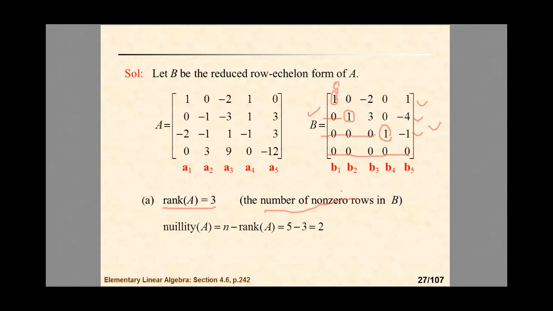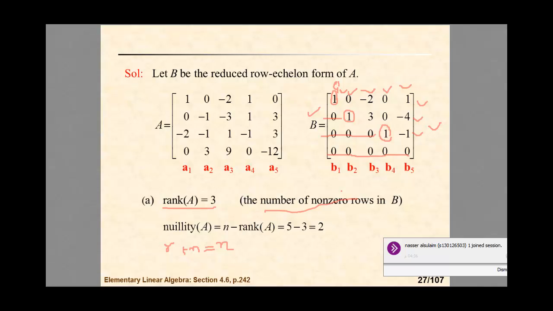Now the second question is what is the nullity. We know by the rank-nullity theorem we can write: rank of A plus nullity of A is equal to n. So what is n in this place? What is the number of columns? If we count 1, 2, 3, 4, 5, yes, you are right. So we have n equal to 5.